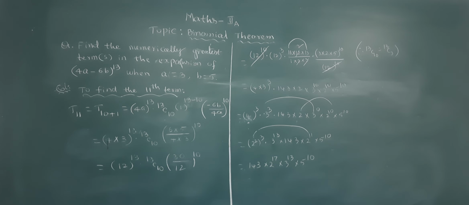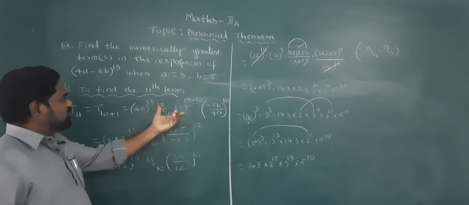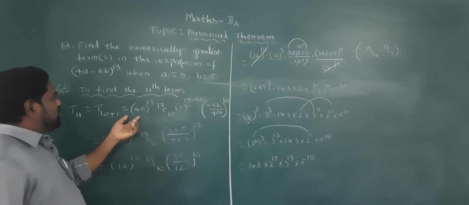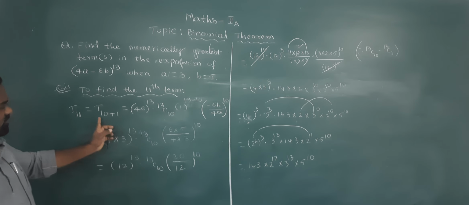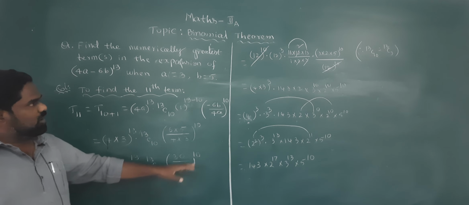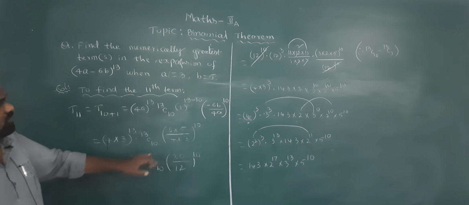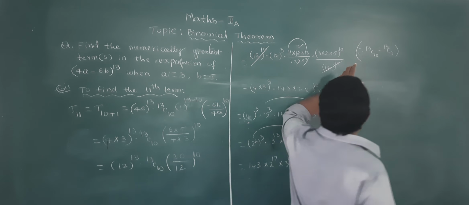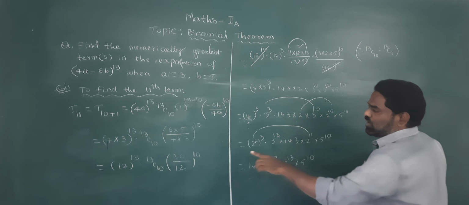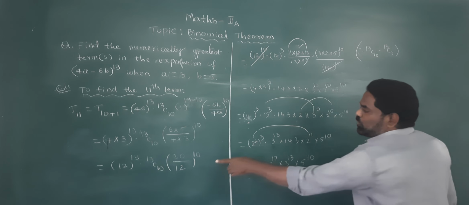We can find the 11th term like this. Understand? We have taken the 11th term using the formula T(r+1) equal to nCr, with 13C r is 10. Okay, 30 by 12. This is simplified, 12 power 10, 12 power 3. 13C10 can be written as 13C3 and 30 can be written as 3 into 2 into 5, 12 power 10.